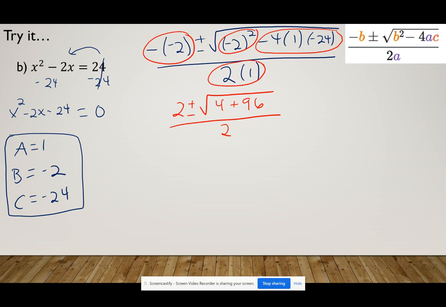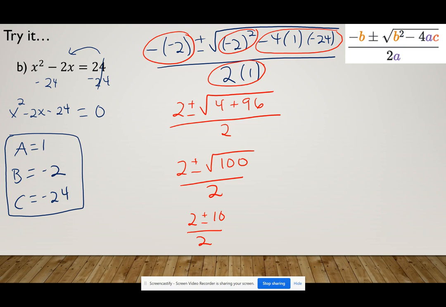All right, so looking at this, is there anything that we can simplify? We can simplify what's underneath the radical. So we're going to say 2 plus or minus the square root of 4 plus 96, which is really 100, over 2. It's not always going to be 100, but in these 2 examples, they were. We already talked about the square root of 100 is 10. So we can say 2 plus or minus 10 divided by 2.